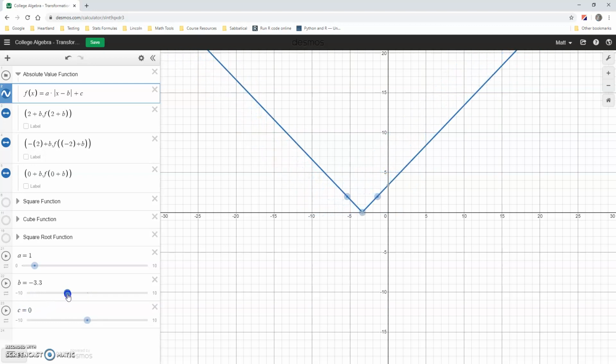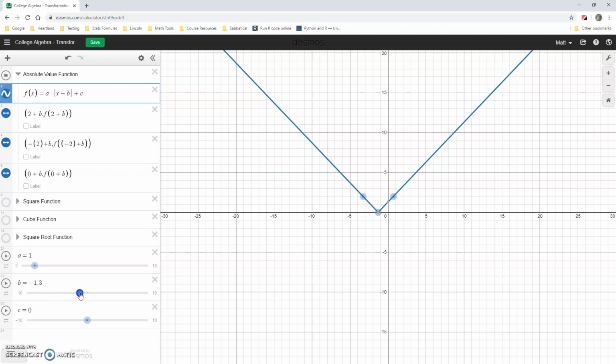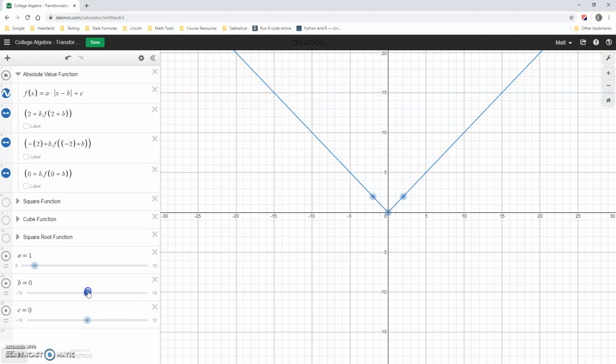So we start off with b at 0, and then by changing that to either be a positive or a negative value, we can start to see the graph translate to the right or translate to the left.